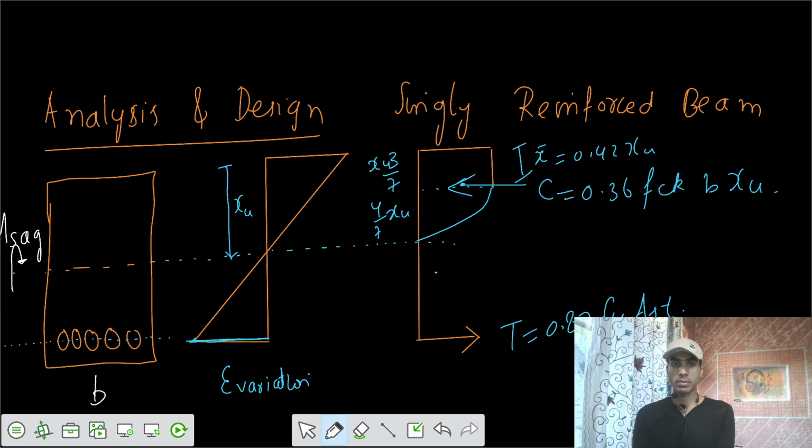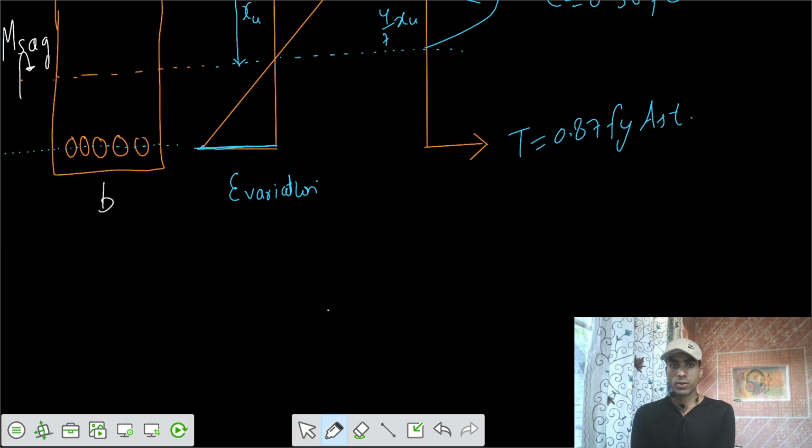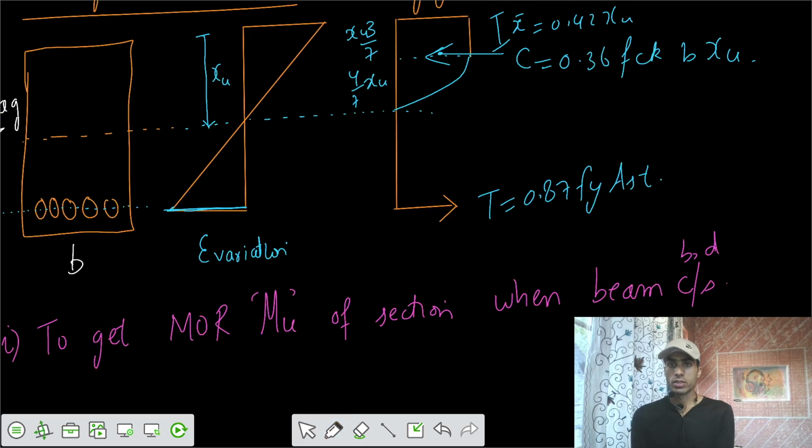Now we have different varieties of problems that come up in SRB, singly reinforced beam. So different problems arise here. First case of problem is that we need to get the moment of resistance, Mo, or we can write Mu, of the section. When your beam cross section is provided, that means when B and D are given, you need to get the value of the moment of resistance.